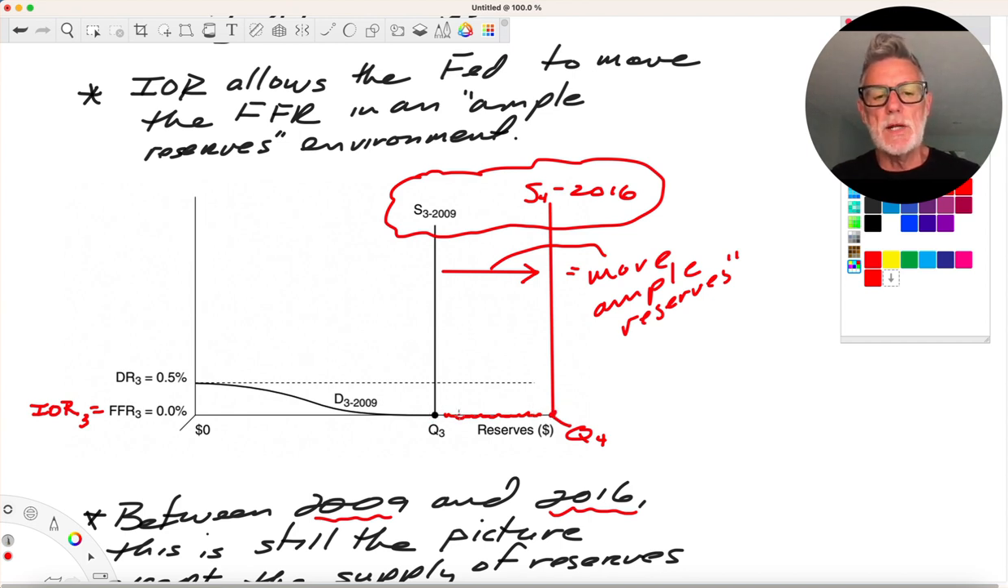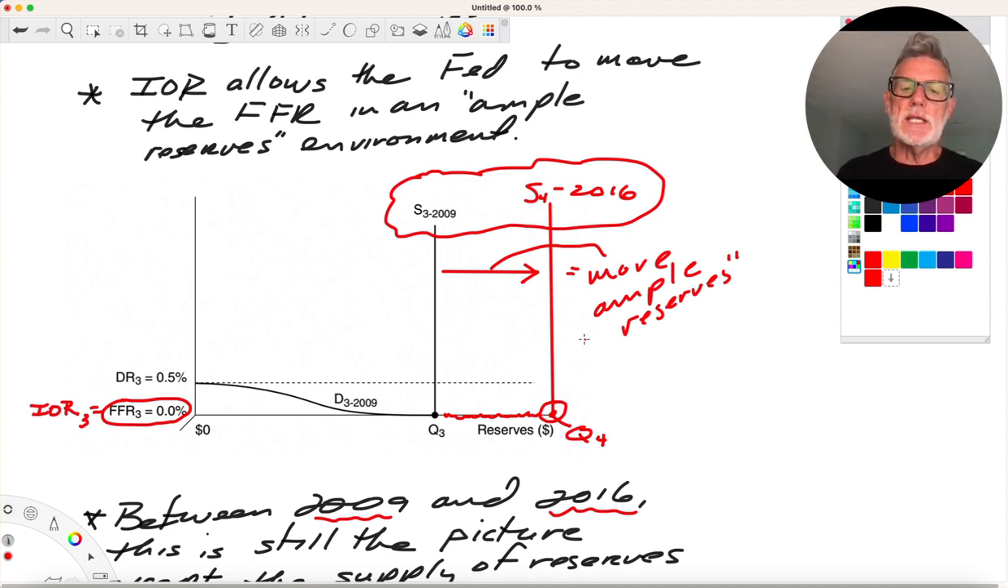The demand curve is basically running along this horizontal axis at zero. And so the supply curve is meeting the demand curve way out here, and the federal funds rate is zero. Okay, so we're back to a zero interest rate policy. Or I should say we're maintaining a zero interest rate policy between 2009 and 2016.